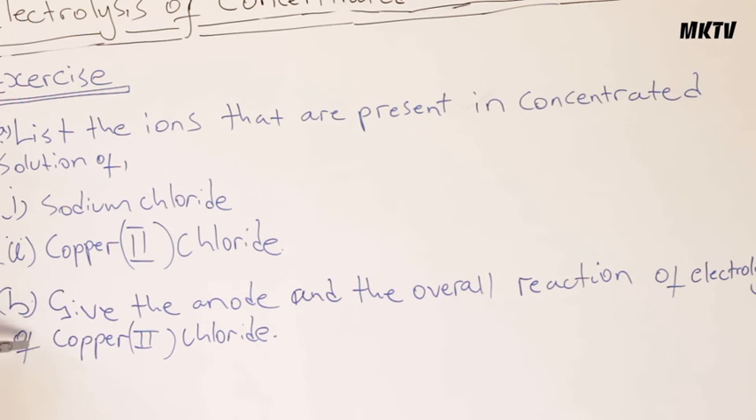Number B says, give the anode and the overall reaction of electrolysis of copper 2 chloride, which means you just show those reactions, the overall and the anode. The cathode, you don't do. Just test yourself. Thank you.